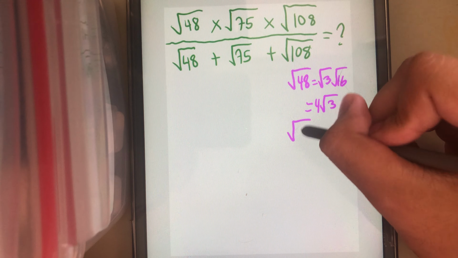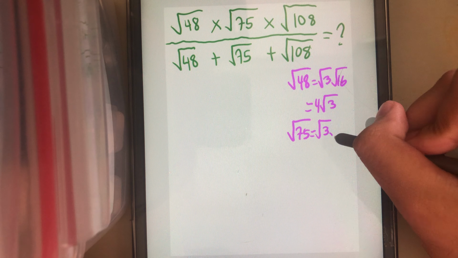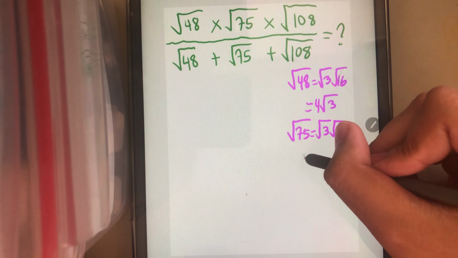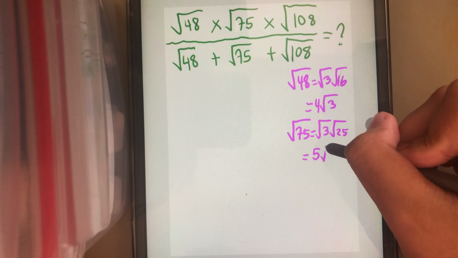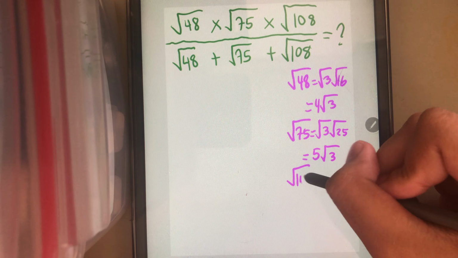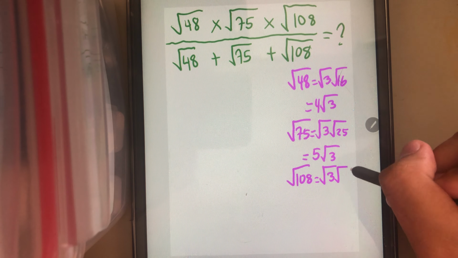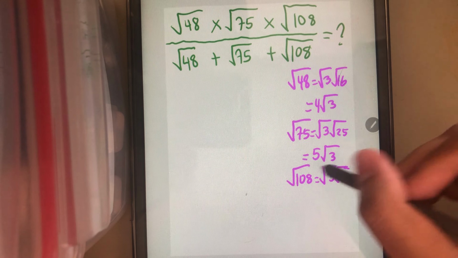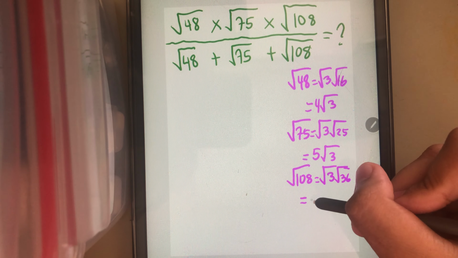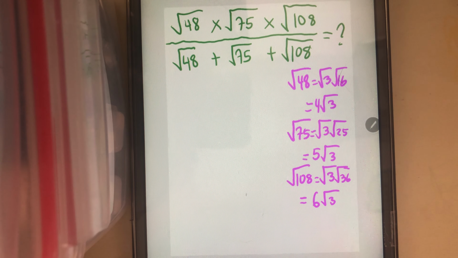Square root of 75 is equal to square root of 3 times square root of 25. And it is equal to 5 times square root of 3. Square root of 108 is equal to square root of 3 times square root of 36. Square root of 36 is equal to 6. Thus, square root of 108 is equal to 6 times square root of 3.